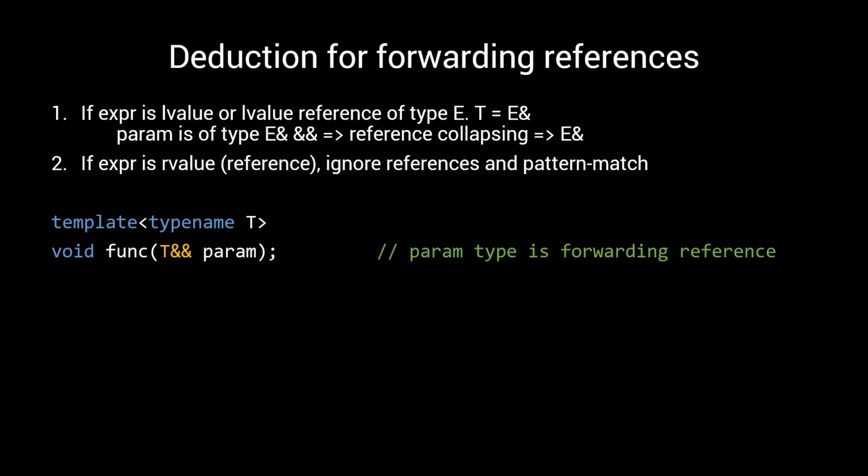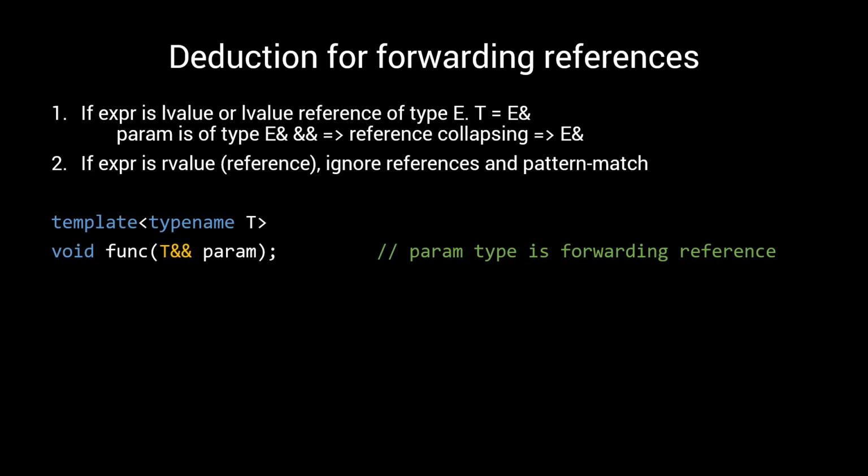If your expression is either an lvalue or an lvalue reference to some type e, then t is deduced to be an lvalue reference to e, which means that the type of our parameter is e_ref ref. This is of course not valid C++, and hence this invokes the reference collapsing rules, which we discussed in our forwarding references episode, leading to the final type that's deduced for our parameter type to be an lvalue reference to e. The second case is if your expression is an rvalue reference.